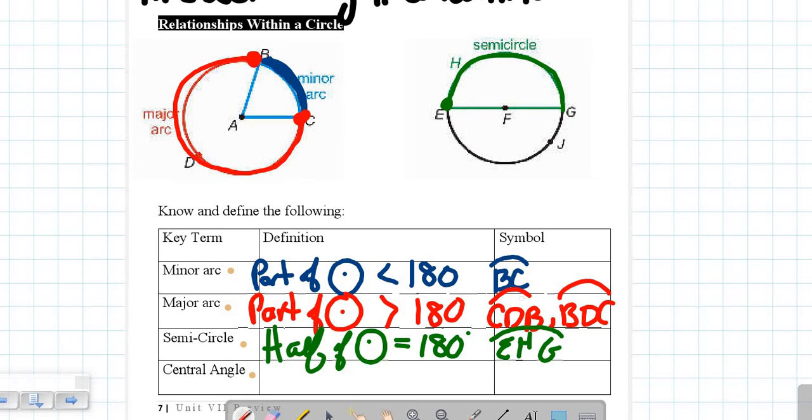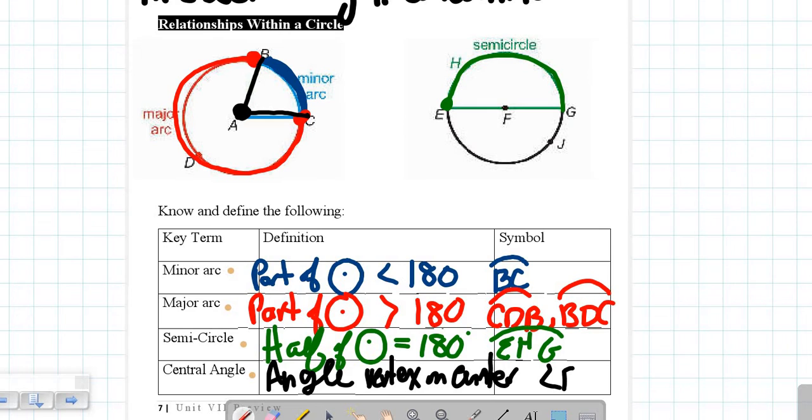And then a central angle, you want to think of a central angle as a pizza slice angle. It is connected to the center. So it's an angle, vertex on center. And of course, our example here would be angle BAC because it is circle A.